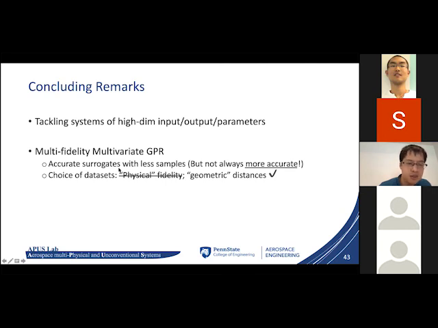And the other thing, which might be more interesting, is that combining data sets of higher fidelity doesn't really give you better results. In other words, the physical fidelity doesn't play too much of a role in the M2 GPR training, or the multi-fidelity GPR training. What really matters is how similar the low-fidelity data sets are to the high-fidelity data sets. Here we use geometric distance to measure this similarity, which empirically works well for the GPR.